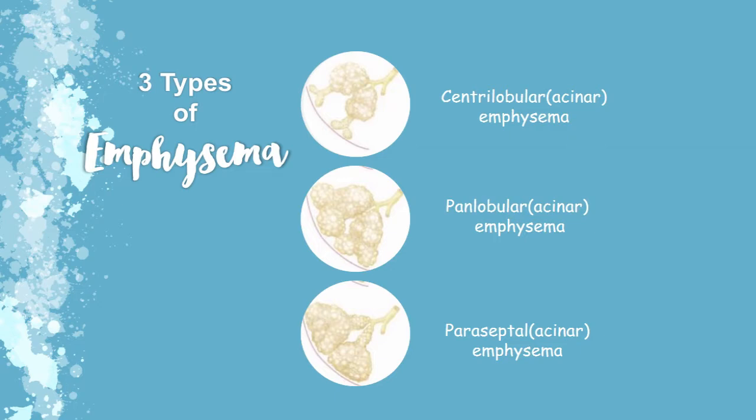Now, there are three types of emphysema, depending on the location where they lose that alveolar surface area. Una, yung centrilobular emphysema o centriacinar emphysema. Nasa gitna sila tumubo. Yung sumunod naman ay ang panlobular or panacinar emphysema, which is nasa gitna at distal part sila tumubo. At ang pangatlo ay ang paraseptal.